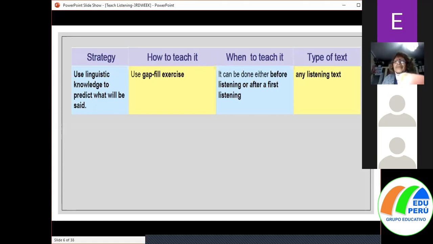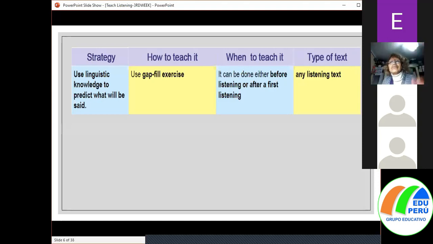With the spaces, yes. Gap, remember, gap means space, no? So they must complete the spaces. In simple words, they have to complete the spaces in blank. This is the gap filling exercise. So when we can teach this strategy, you can use it before listening, no? Or after a first listening.